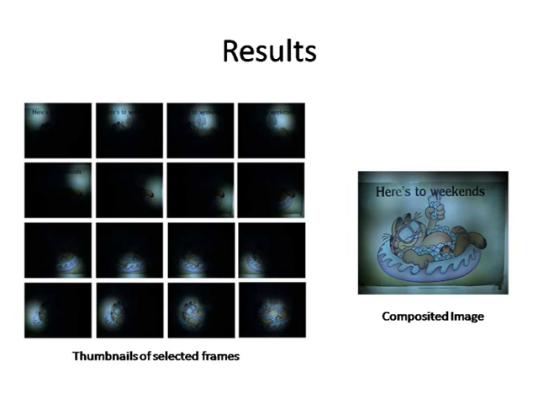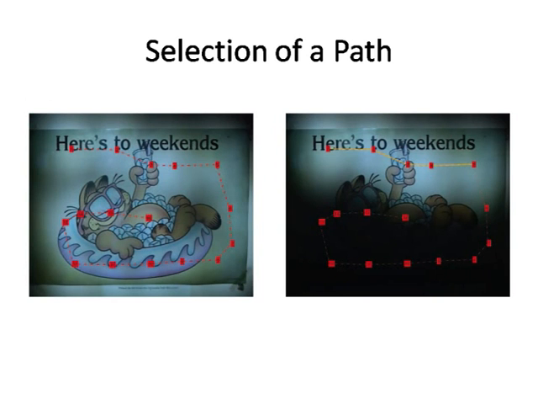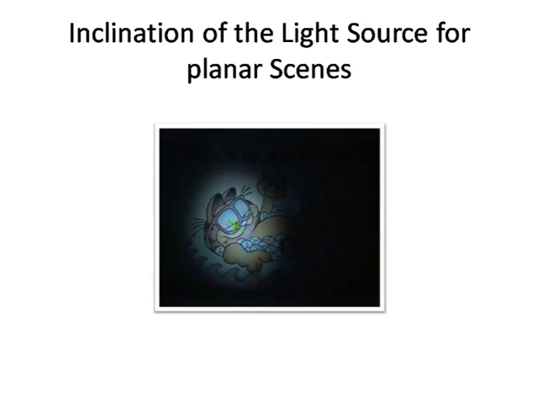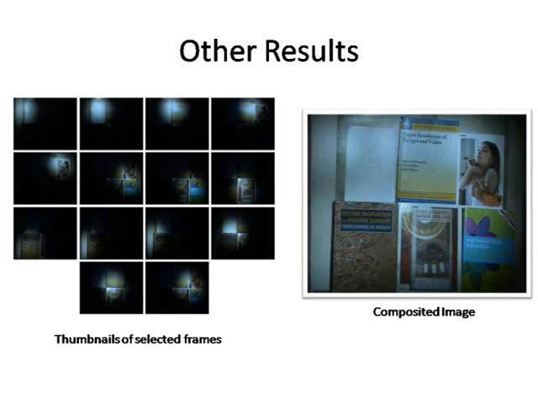Here are the results. The thumbnails in the left show the frames of the video. The image on the right is the compositing result. This image shows the path of the moving light along with the composited image. The image on the right shows the partially illuminated scene and the associated path of the light source. For planar scenes, by determining the major and minor axes of the illumination pattern, one can determine the orientation of the light source with respect to the scene. This is shown in this figure.